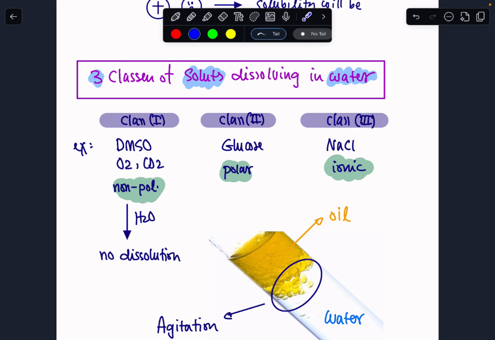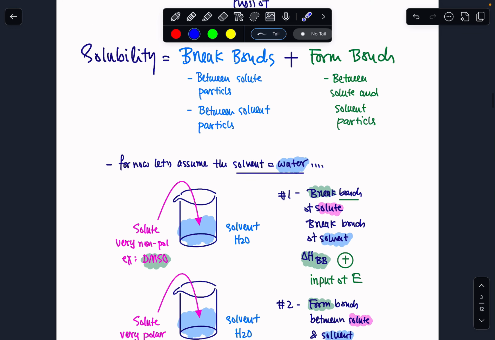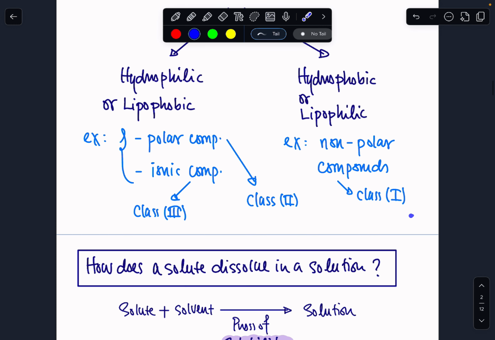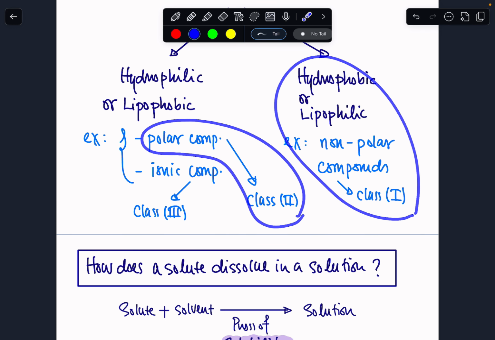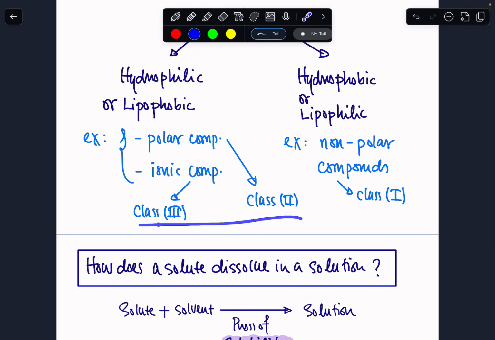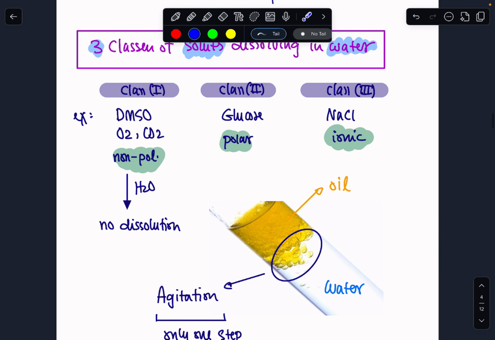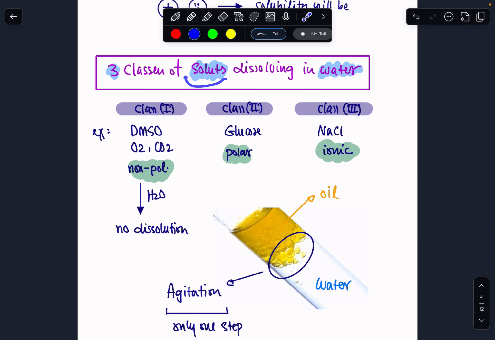The second thing I wanted to cover is to really zero in on different types of solutes. So if you remember up here, I mentioned that let's classify this group in class 1, classify this group in class 2, and classify this group in class 3. Notice that both classes 2 and 3 are considered hydrophilic or lipophobic. So when you zero in on these classes of solutes, and again, the presupposition is that you're trying to dissolve these guys in water, right? So let's just keep water as our solvent.